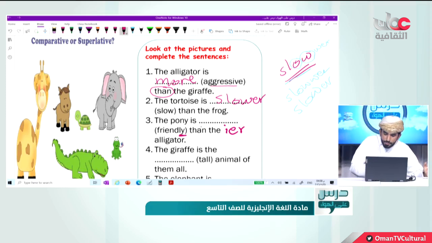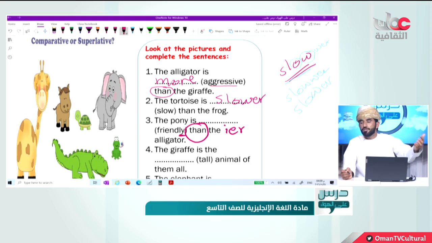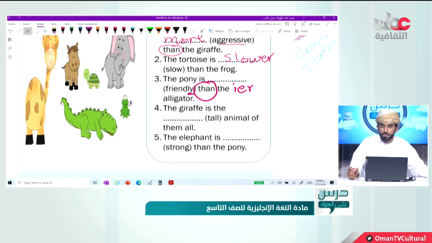Exactly. There is this word than, teacher. Than is used for comparatives. We cannot use it for superlatives. What do we use for superlatives? Who can enlighten me? The, thank you, the, and then what? Most, exactly. Let's go to number four. The giraffe is what? Is the, have a look. The, we use it to what? To describe superlatives. Very good.